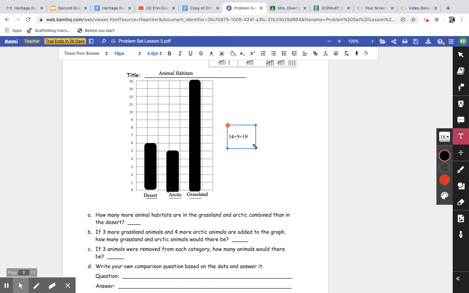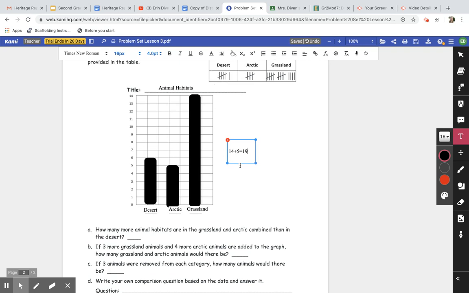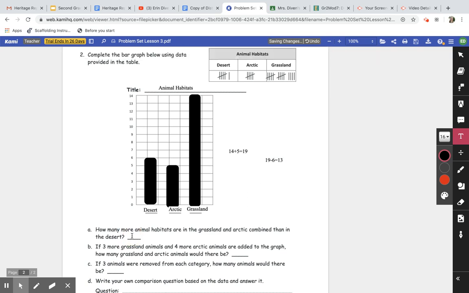And then we are figuring out that total 19 minus the difference of the desert. So we're going to then take that answer and we're going to say 19 minus 6. And that will give us a total of 13 is going to be our answer here, the difference of those different habitats.